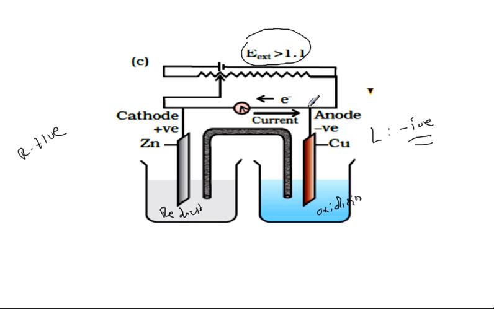So electron direction is from right side to left side, current direction is from left side to right side, so the direction of current is reversed. So this particular cell is known as an electrolytic cell. What is the condition of an electrolytic cell?